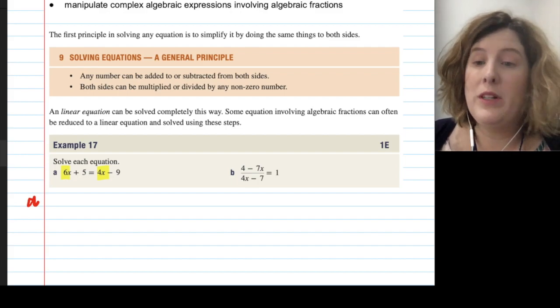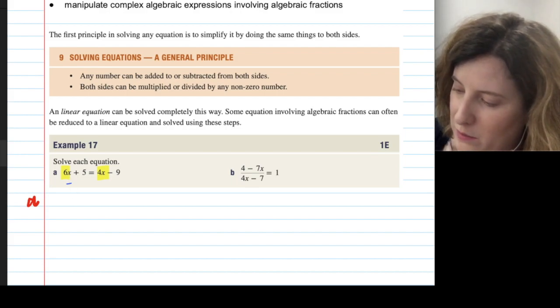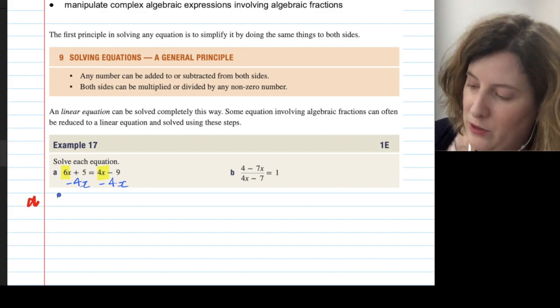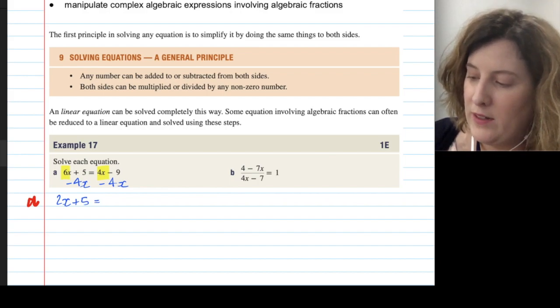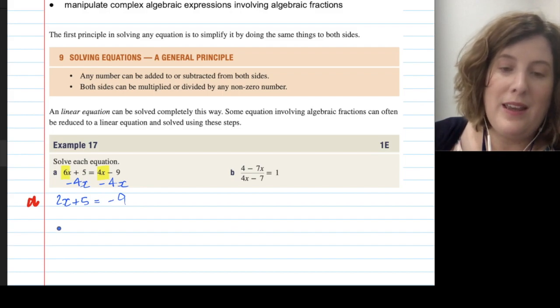So what we're going to do is subtract 4x from both sides. You may choose to write this in, minus 4x, minus 4x. 6x plus 5 take 4x, we'll end up with 2x plus 5. 4x take 9 take 4x is just negative 9. Now we're up to something that looks really easy to do.